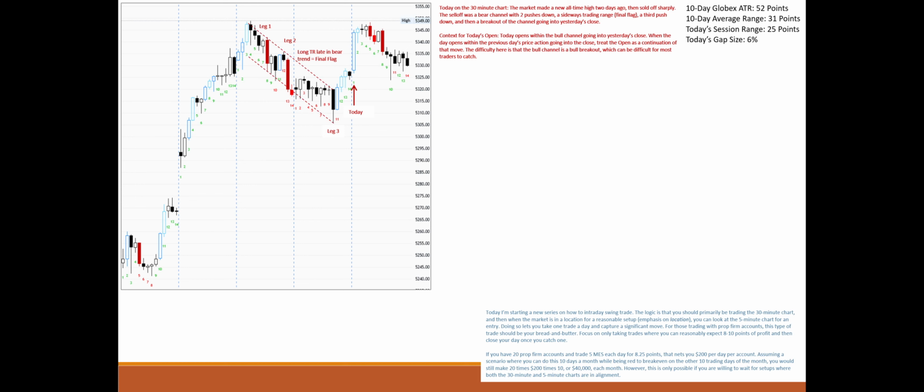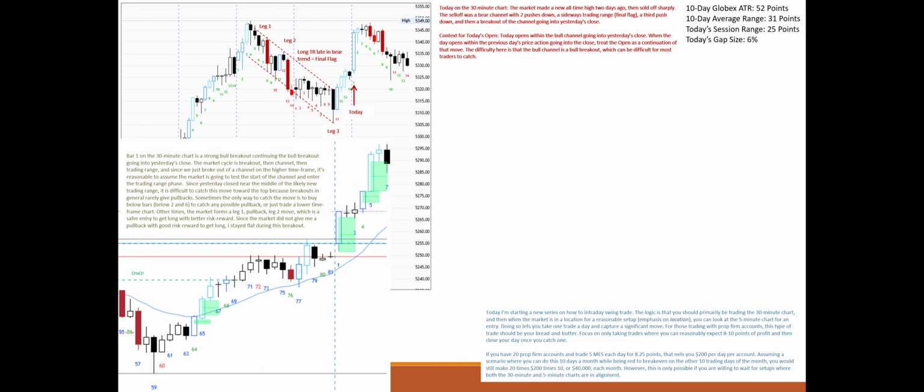Context for today's open. Today opens within the bull channel, going into yesterday's close. When the day opens within the previous day's price action going into the close, treat the open as a continuation of that move. The difficulty here is that the bull channel is a bull breakout, which can be difficult for most traders to catch.